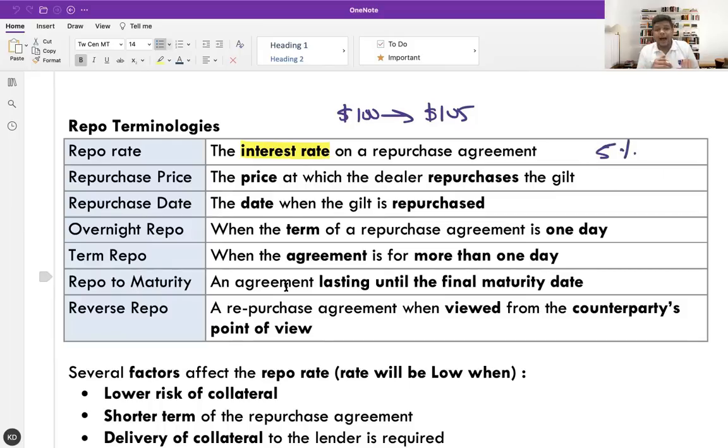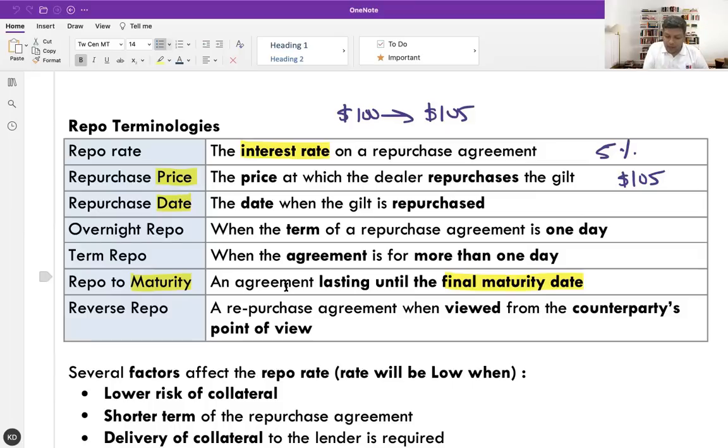The price at which I will buy back, that's called repurchase price. So here, what is the repurchase price going to be? 105. Right. So that 105 is the repurchase price. The date, that is the exact maturity on which I'm going to buy, is called the repurchase date or repo to maturity. That's the duration of your repo. So repo to maturity is an agreement lasting until the final maturity date. So let's say the exact date when I'm going to take it back, that's called repo date, and the duration of this instrument. If I'm doing this particular transaction, let's say for 5 days, so 5 days is my maturity.